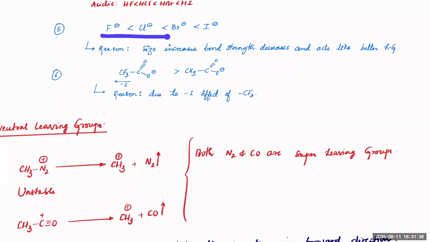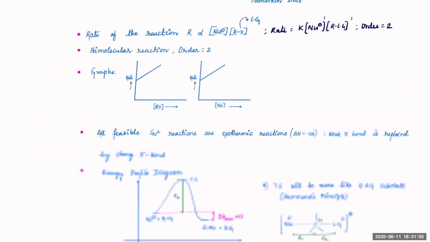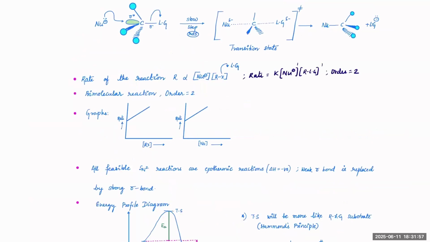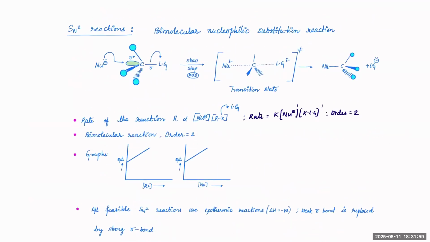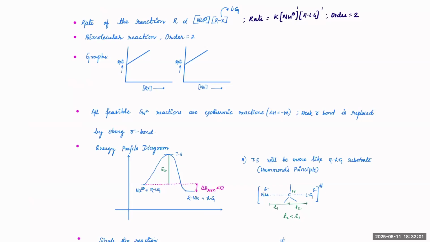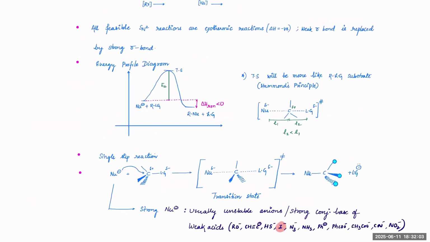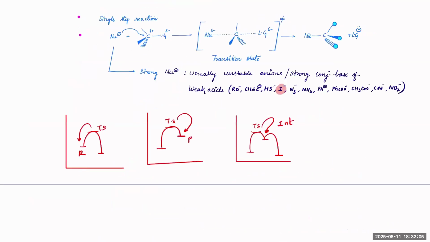This one we learned that I minus is a very good leaving group as well as a very good nucleophile. CF3CO2 minus is a good leaving group because it is coming from a strong acid, so it is a very weak base. Yeah, right. Next, this is a note representing the complete idea about SN2 with figures, with the energy diagrams, to understand what exactly is going on.